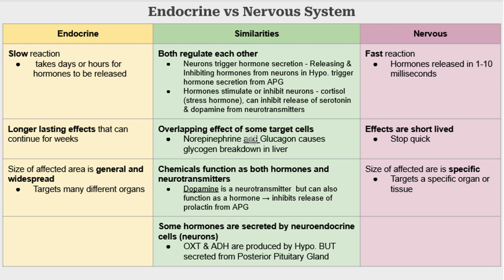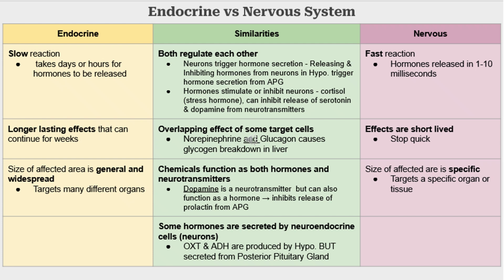Chemicals can function as both hormones and neurotransmitters. You might recognize dopamine as a neurotransmitter if you've taken a psychology class, but dopamine can also function as a hormone that inhibits the release of prolactin from the anterior pituitary gland. Finally, some hormones are secreted by neuroendocrine cells. Neuroendocrine cells, or neurons, are the axons you see traveling from the hypothalamus to the neurohypophysis, also known as the posterior pituitary gland, for that hypothalamo-hypophyseal tract. The hormones secreted by the neurons are oxytocin and antidiuretic hormone.